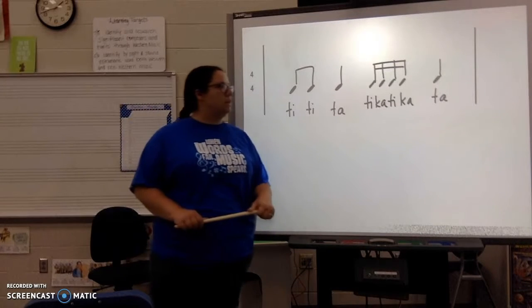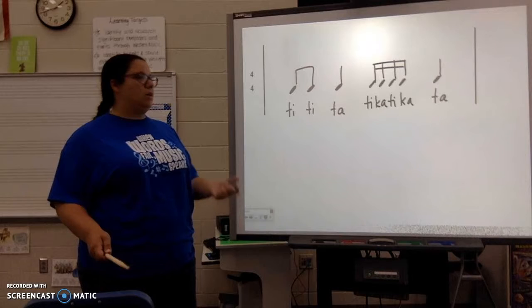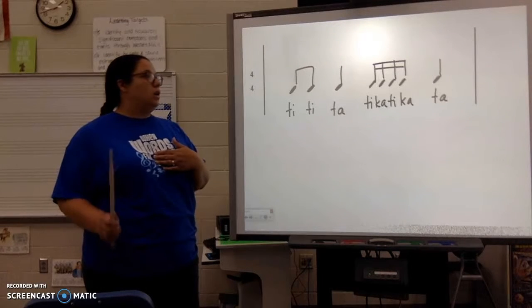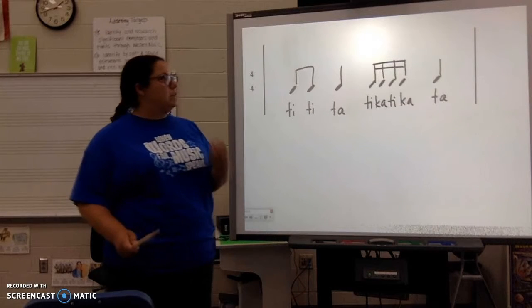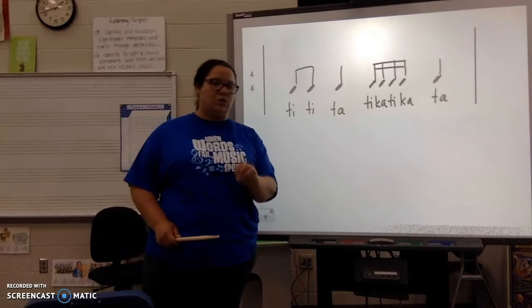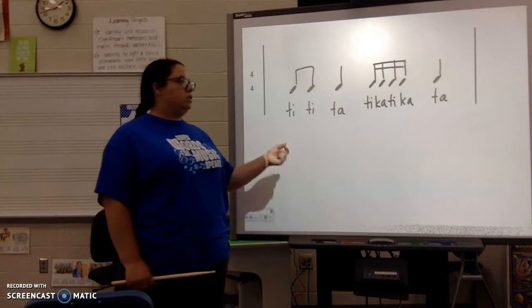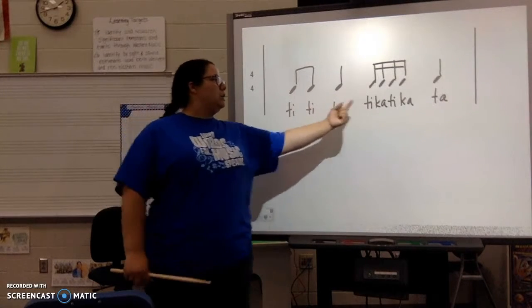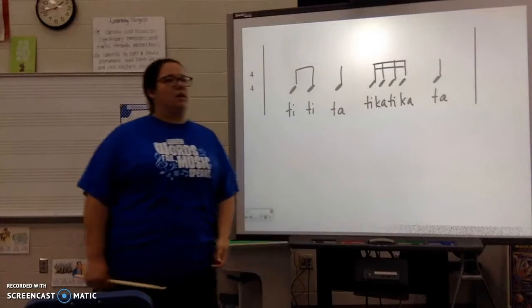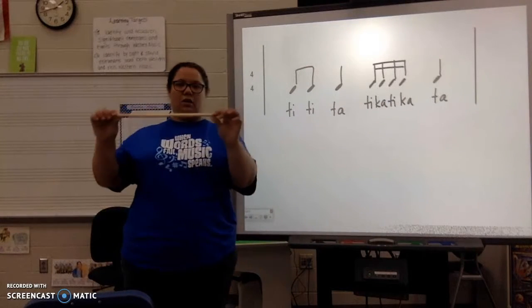Ooh, we got some tika tikas in there. We're going to try this one. Here we go. 1, me first. Ready, go. Ti, ti, ta, tika, tika, ta. We're only saying it this time, so your turn to say it out loud. 1, 2, saying it, go. Ti, ti, ta, tika, tika, ta. Very good. Let's try with our drumsticks now.